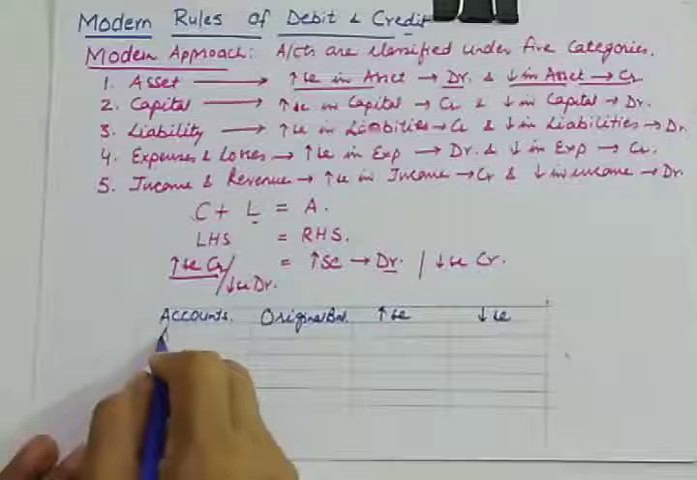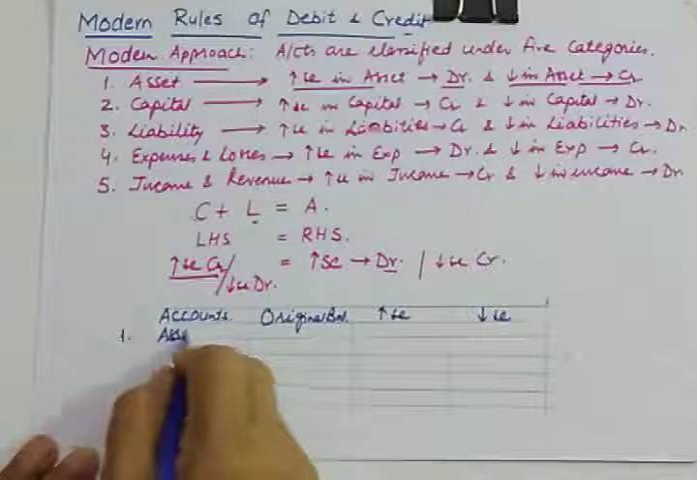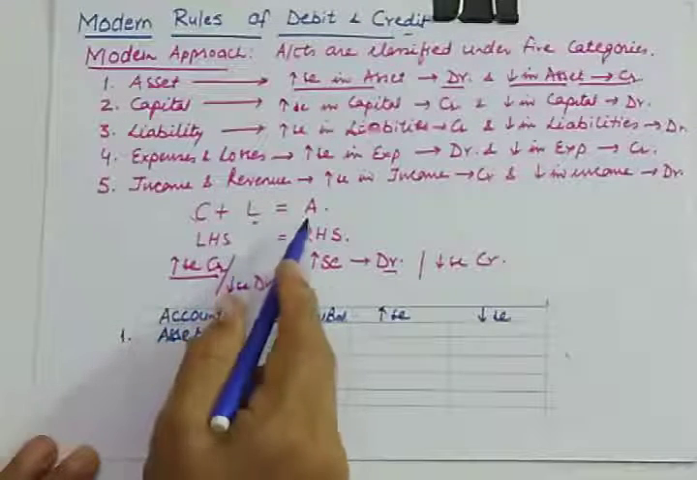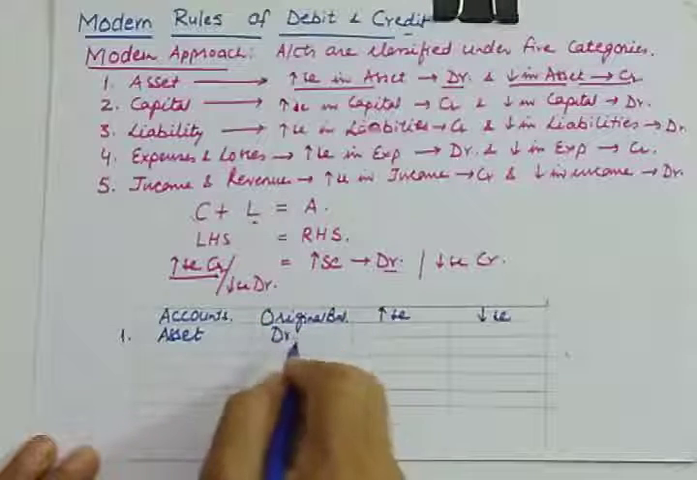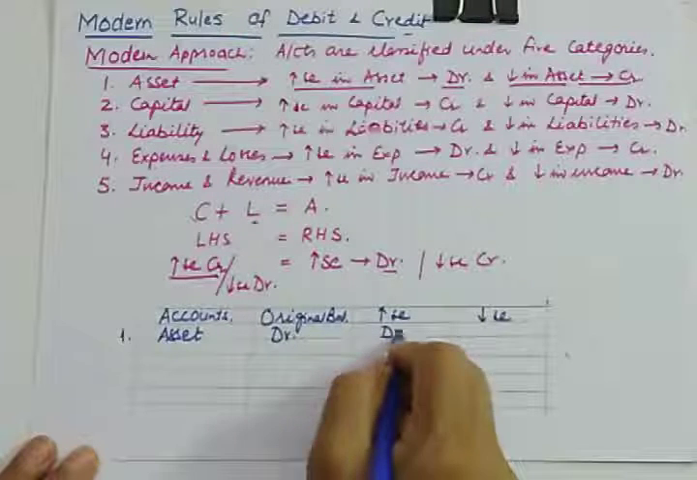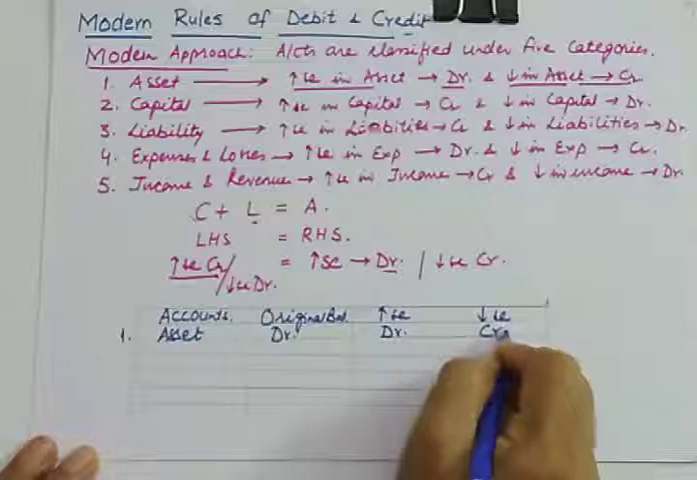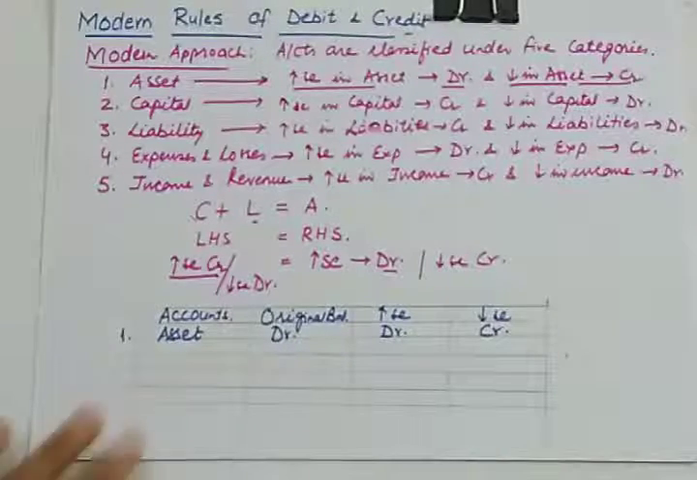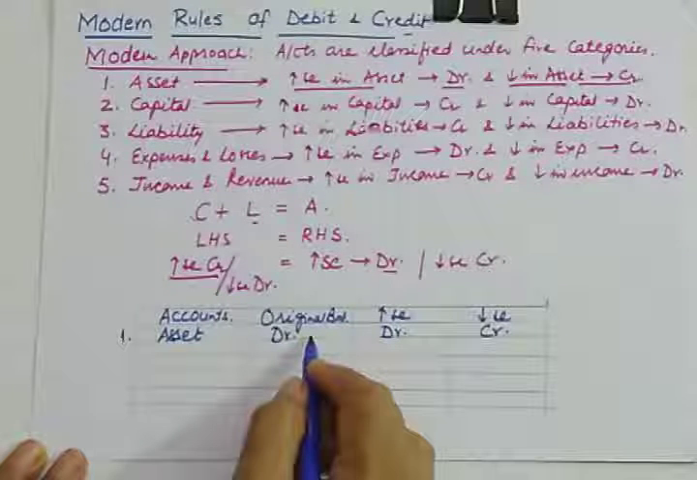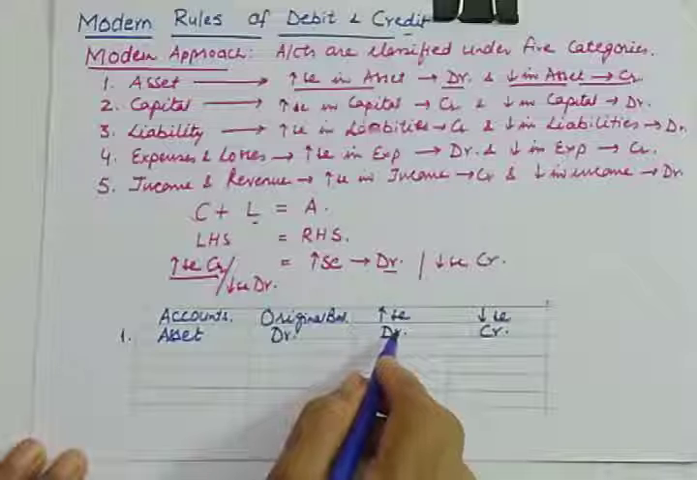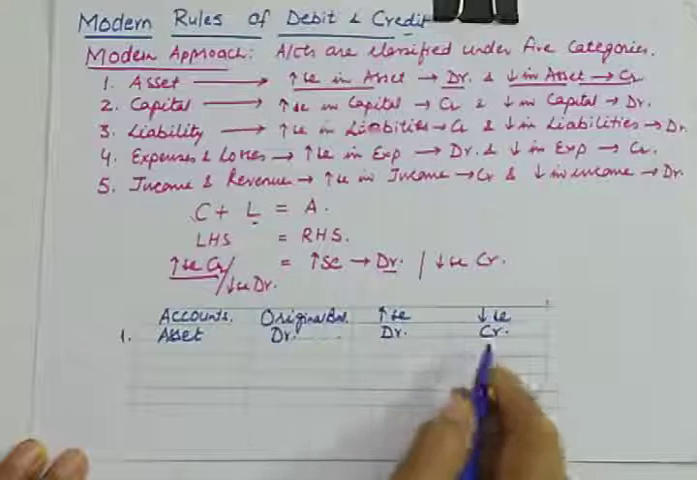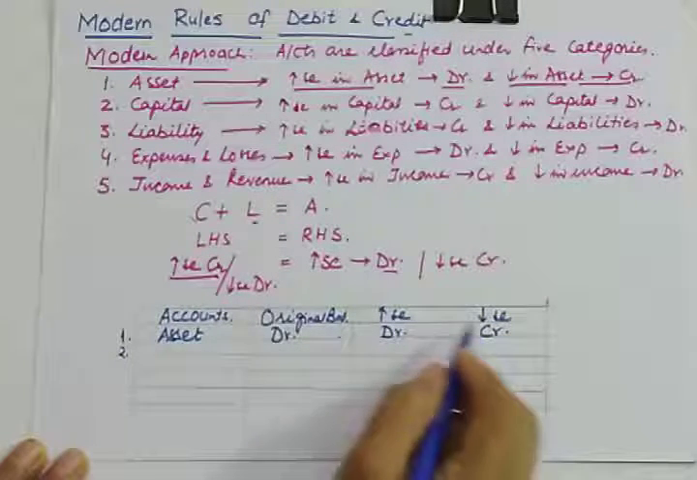So the first one is asset. What is the original balance of asset? If capital and liabilities have a credit balance, assets will have a debit balance. And if it has a debit balance, if you want to increase, it will be debited. And decrease is just opposite. You can take this as your plus sign. If you want to increase your plus figure, you will add, and if you want to decrease that plus figure, you will use the opposite sign. So these are the 2 opposite signs which we will be utilizing in case of increase and decrease.